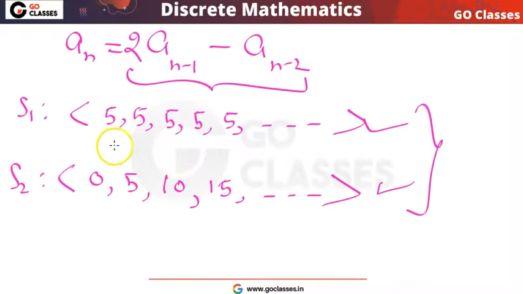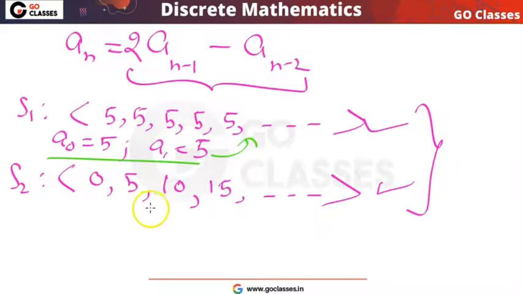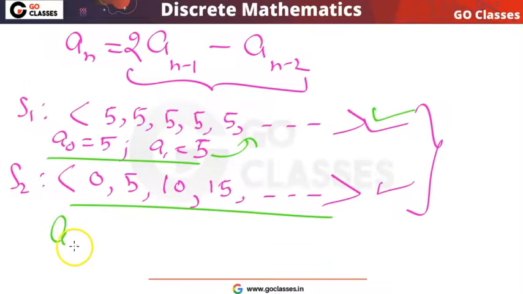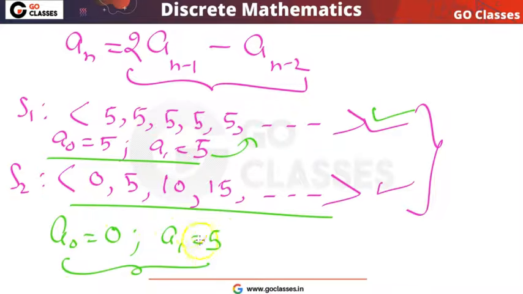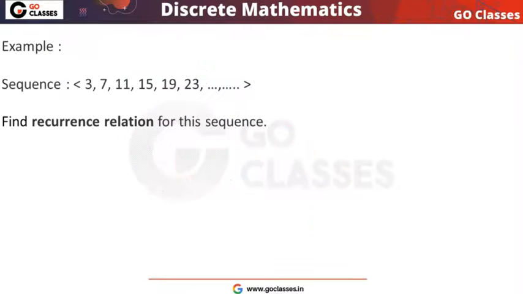Here you can notice that if we have initial conditions, for example, let's assume a0 equal to 5 and a1 equal to 5, then we will get only this sequence, not this one. We will get a unique sequence. But if we have the initial conditions a0 equal to 0 and a1 equal to 5 with this equation, then we will get this sequence, not that one. So this is the point. Now let's see this example.